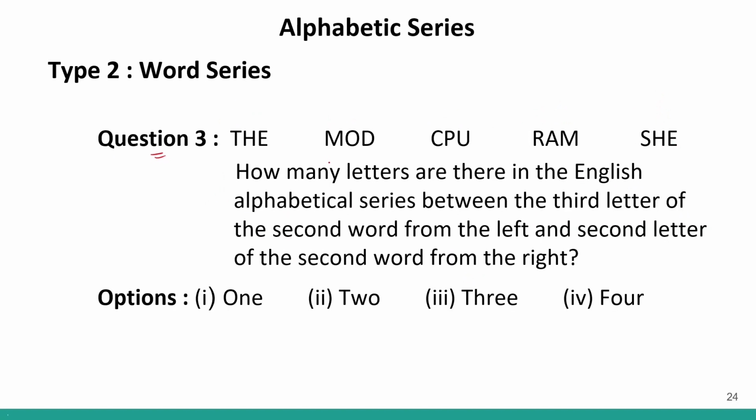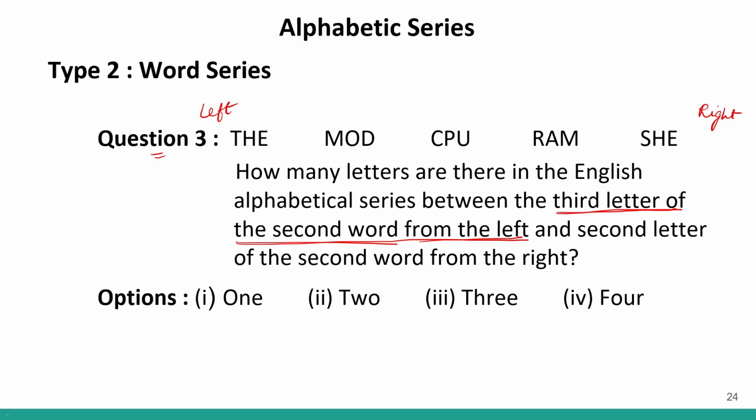Now, question number 3. Again, 5 words are given to us. Instructions are given to us. We have to make a rearrangement and find the answer. So how many letters are there in English alphabetical series between the third letter of the second word from the left? So first let us solve this much. Third letter of the second word from the left. This will be the left and this will be the right.